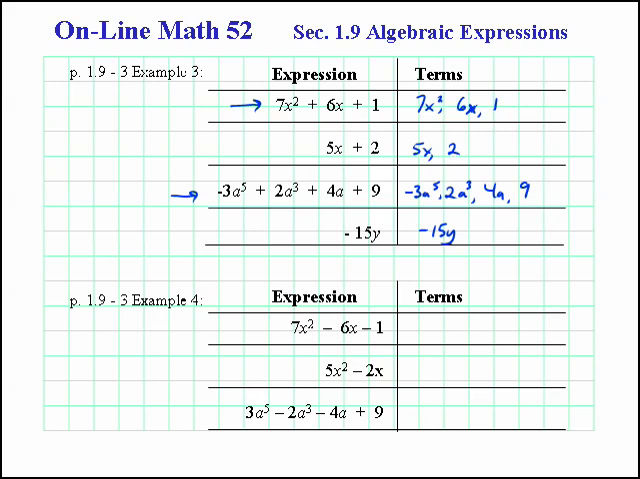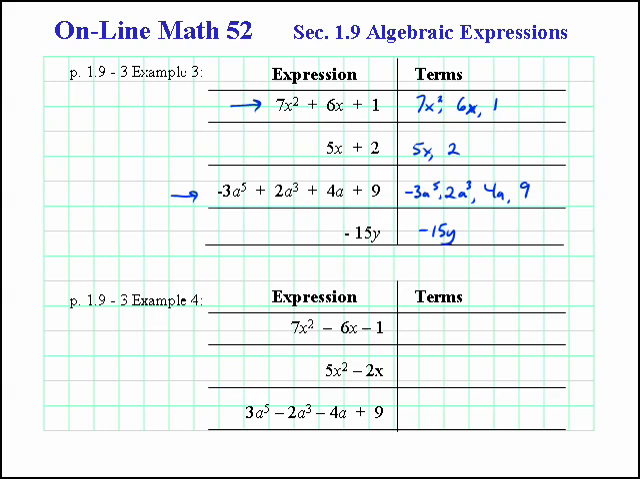Now, what's different about example 4 here is this idea, and this is an important idea, that even though I see 7x squared minus 6x and minus 1, the sign in front of a number belongs to that number. So that is actually a negative 6x. We see, when we say it, minus 6x. But as far as a term is concerned, that's a negative 6x.